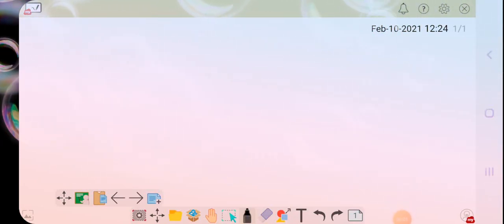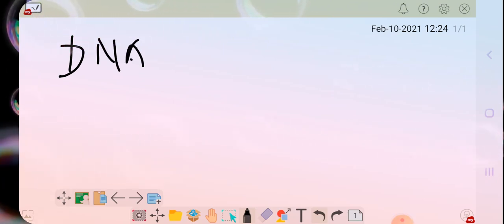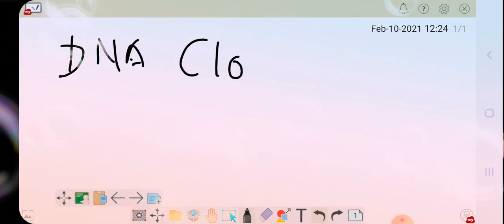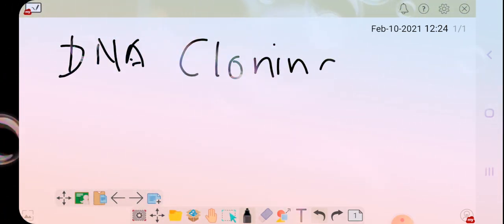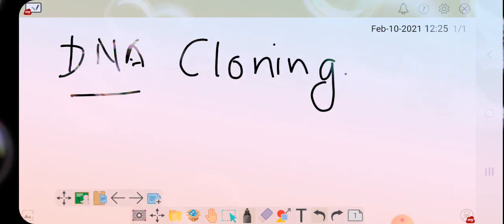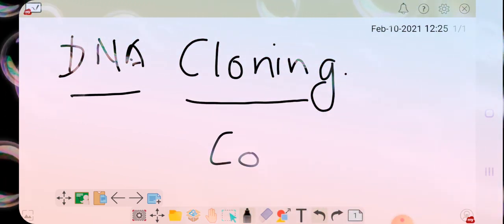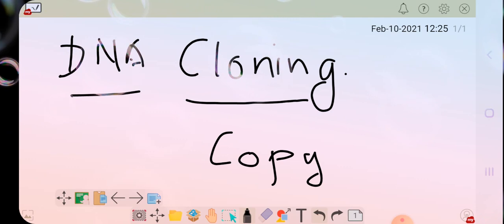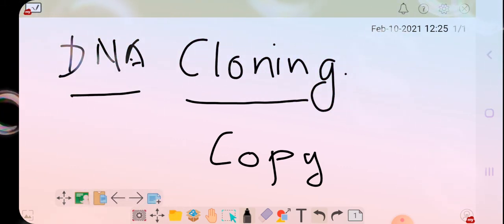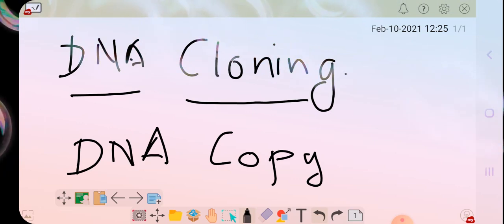Hello friends, today we are going to study DNA cloning. So what is DNA cloning? As the name suggests, DNA, as you know what DNA is. Now, what is cloning? Cloning means to make a copy, to make a clone. Clone means exact copy. So here what we are going to do is make a copy of DNA.